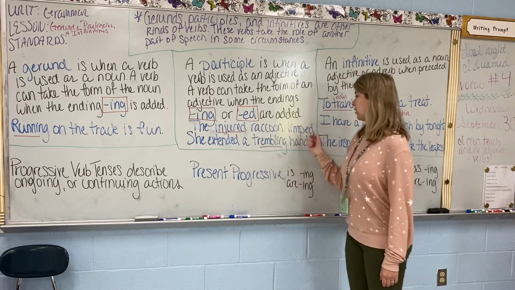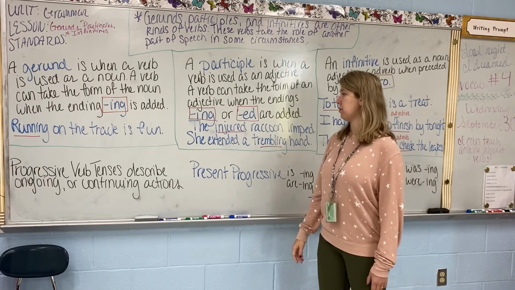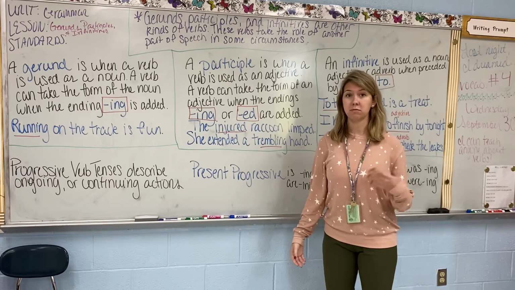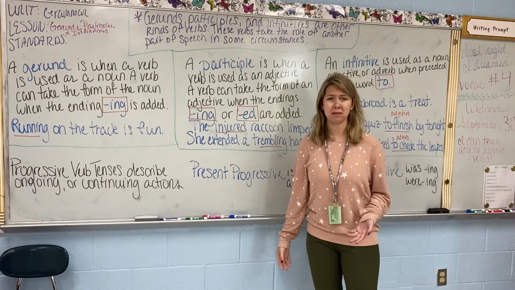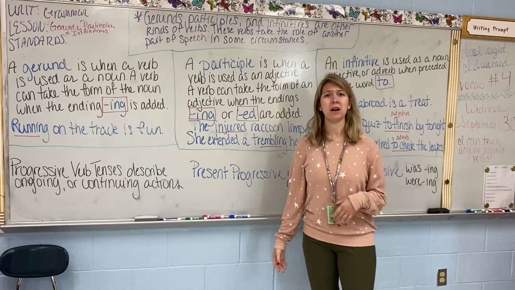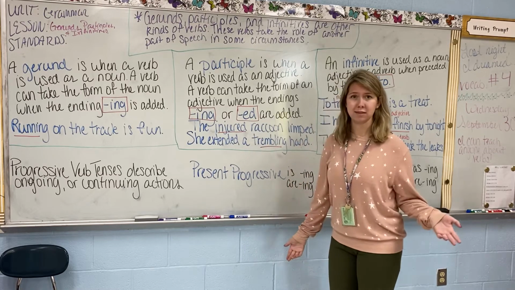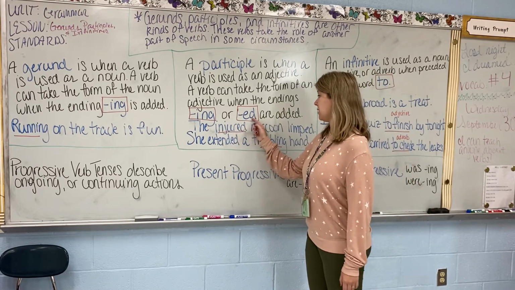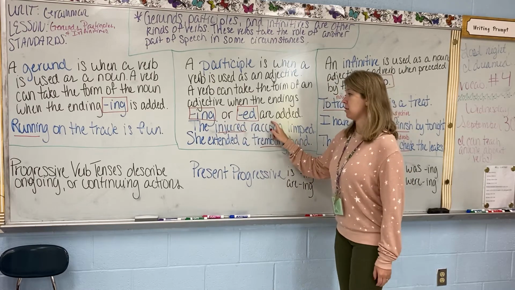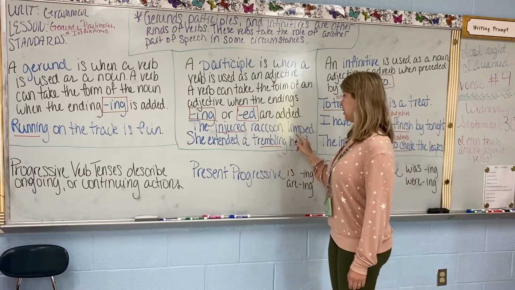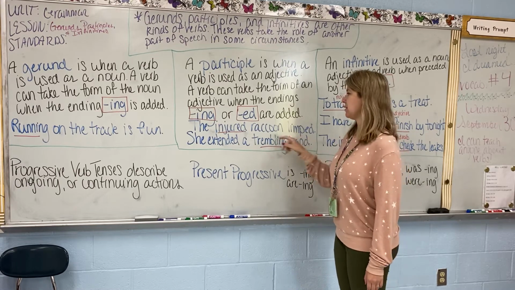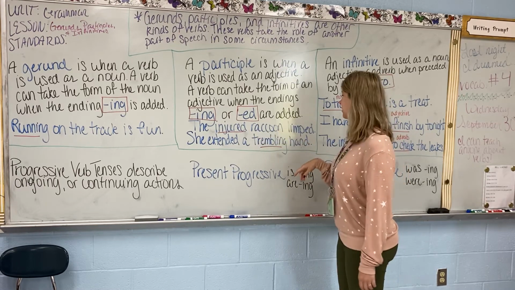The injured raccoon limped. So we took the base word injure, which for the most part is used as a verb. Please do not injure him. That's how it's used as a verb. But we take the base word injure, we add an ed, and we describe the raccoon with it. So the injured raccoon limped. Now limped is actually the verb here.